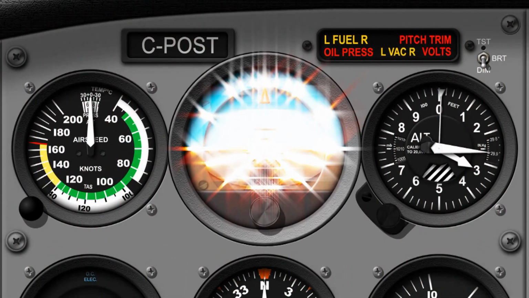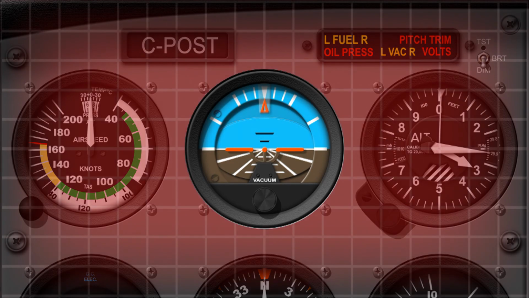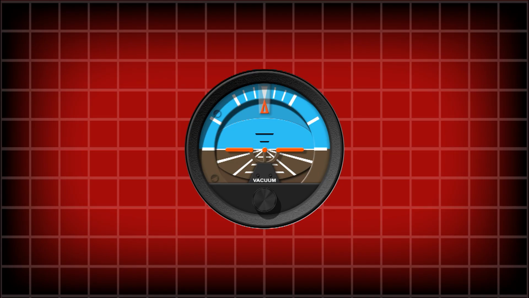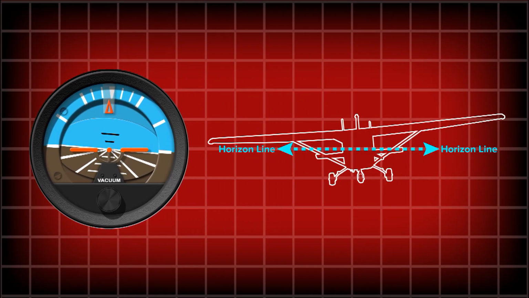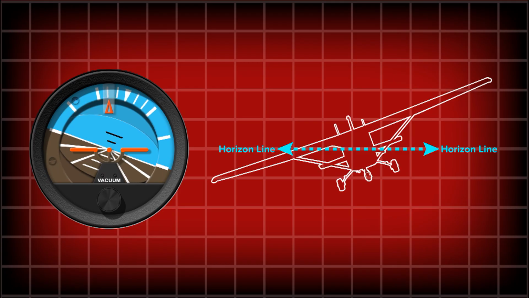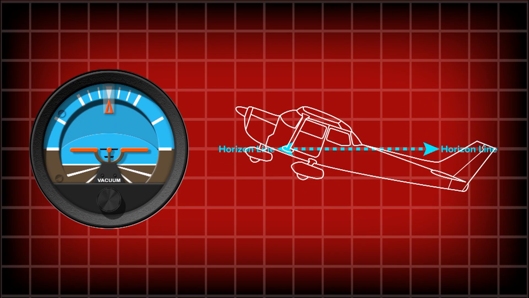We will now move on to the attitude indicator, or artificial horizon, in the Cessna 172. We will start by showing you what this instrument gauge represents. The attitude indicator gives the pilot a visual representation of what the aircraft is doing in relation to the horizon. For example, when the aircraft banks in relation to the horizon, this is how it is represented on the instrument. And when the aircraft pitches in relation to the horizon, this is how it is represented on the instrument.